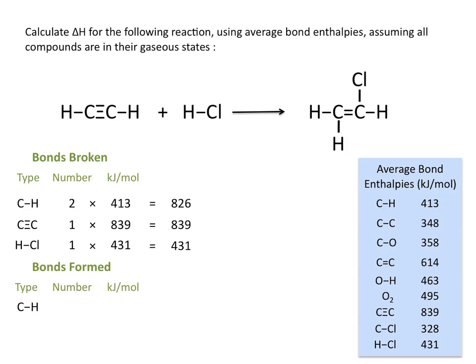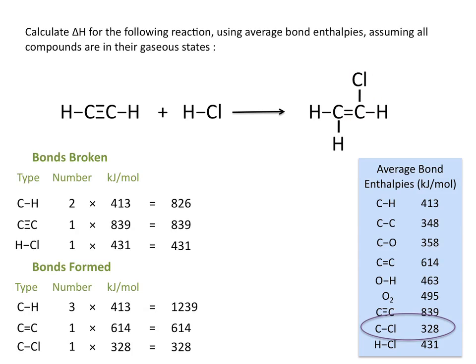Now let's look at the bonds formed. In this case, we had carbon-hydrogen bonds broken on the reactant side, and we have carbon-hydrogen bonds formed on the product side, 1, 2, 3 moles of them, multiplied by the average bond enthalpy for a carbon-hydrogen single bond. I have one carbon-carbon double bond, multiplied by the average bond enthalpy for a carbon-carbon double bond, and one carbon-chlorine bond, multiplied by the average bond enthalpy for a carbon-chlorine single bond.